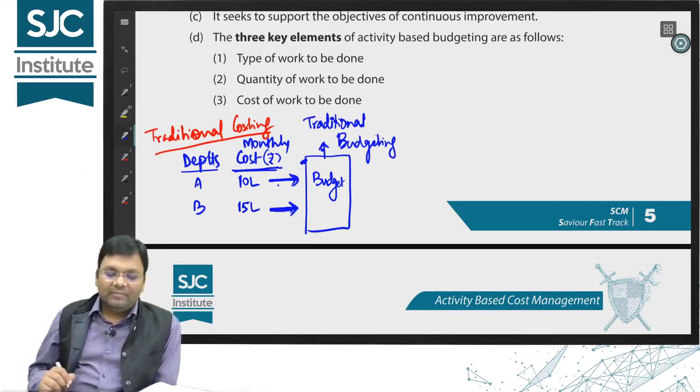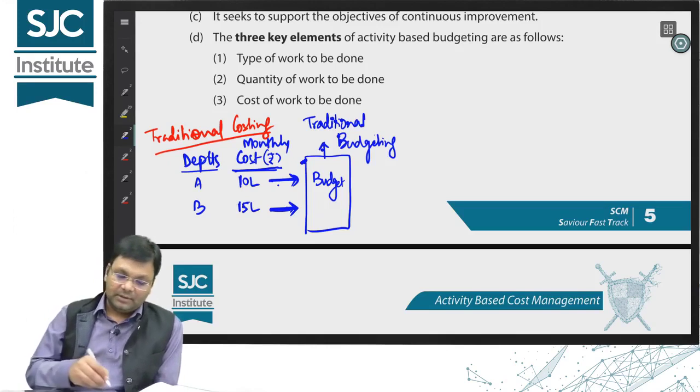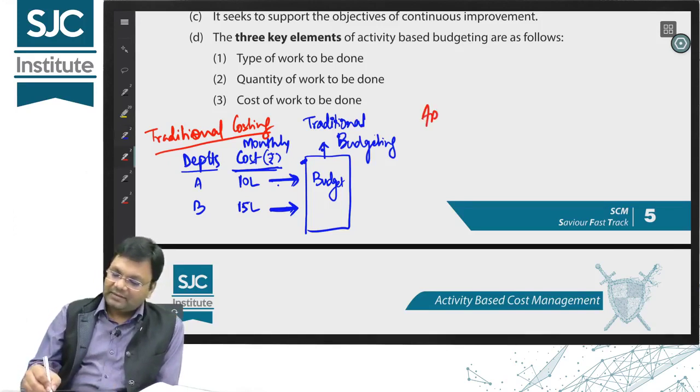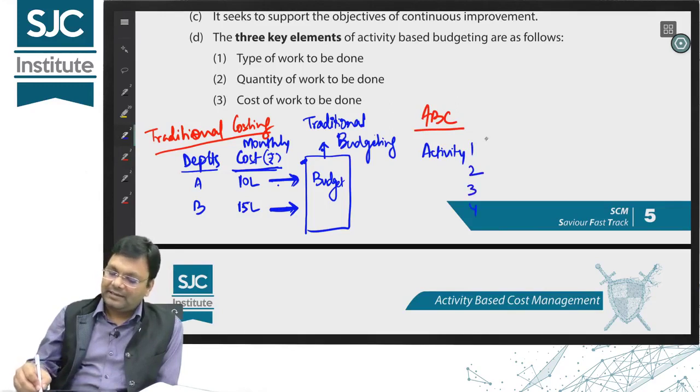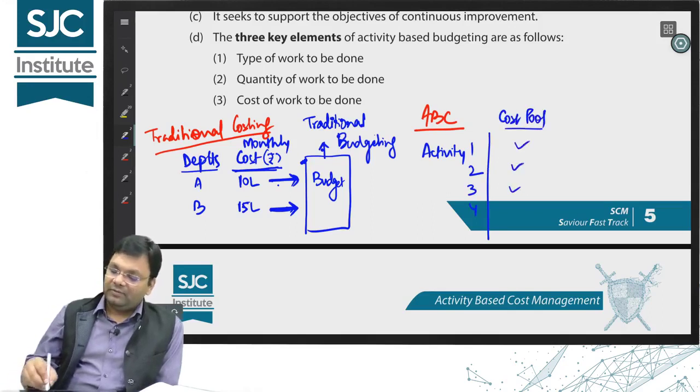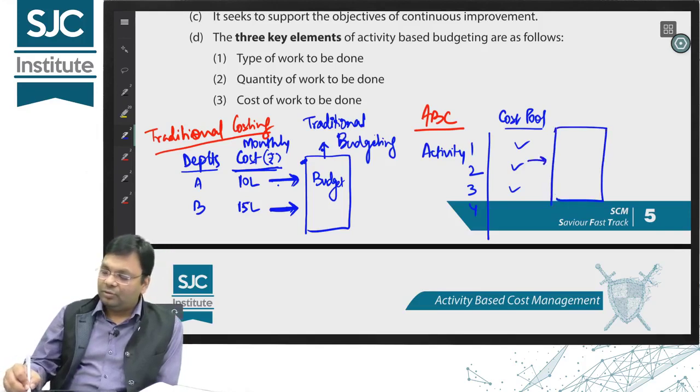So that is the problem in the traditional budgeting system. When we switch to activity based costing, first of all, you already know that we don't have a department concept, we have an activity concept: activity 1, 2, 3, 4 like that will come. Then we will have a cost pool for each of the activities. Now the working behind the calculation of this cost pool will be called the budget. You can say activity wise budget or activity cost budget.